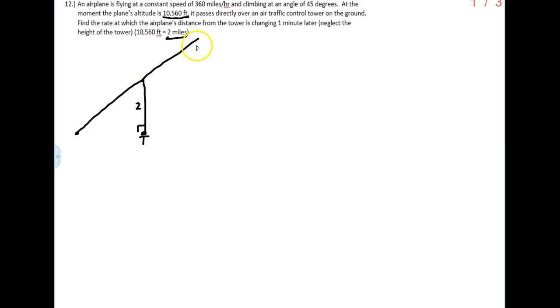And so the question is how fast is the distance that the airplane is from the tower changing after 1 minute? That's the question. All right, so what is at play here? Obviously it's flying at a 45-degree angle, right? So that means that this distance would be 2 miles as well, right? Because of the 45-45-90 triangle.